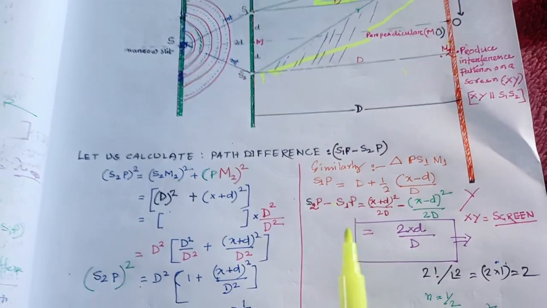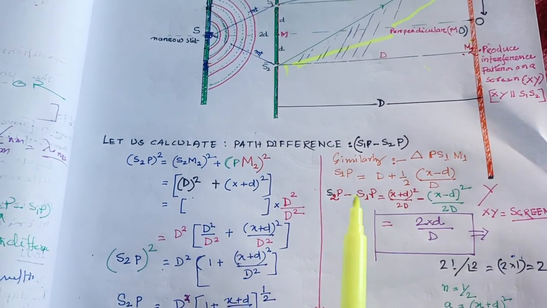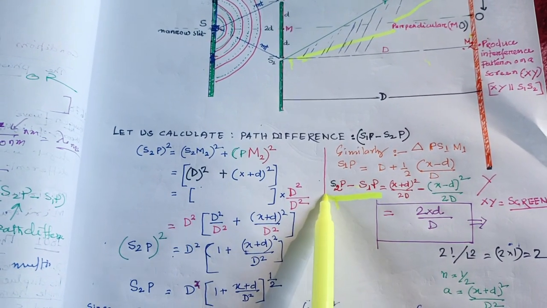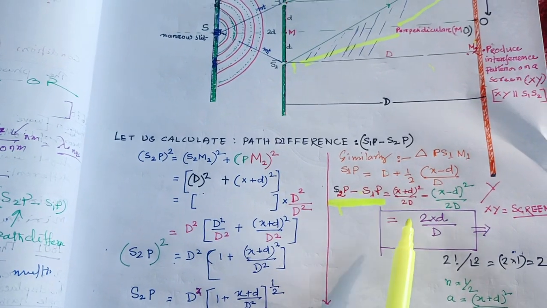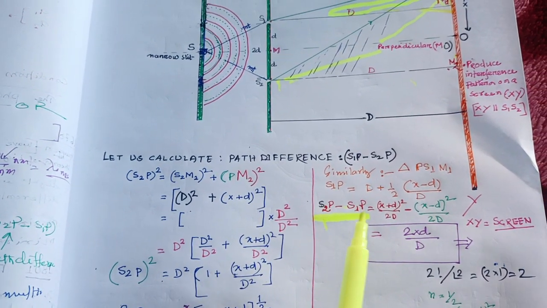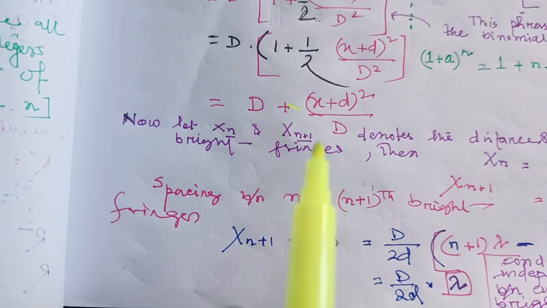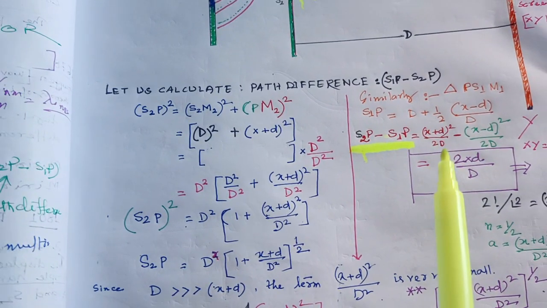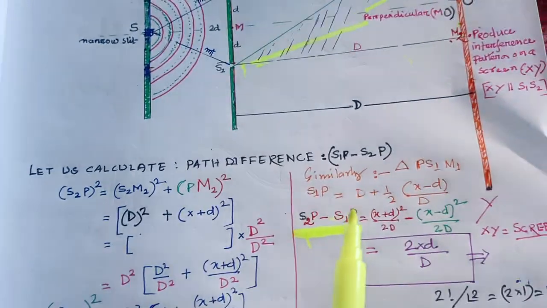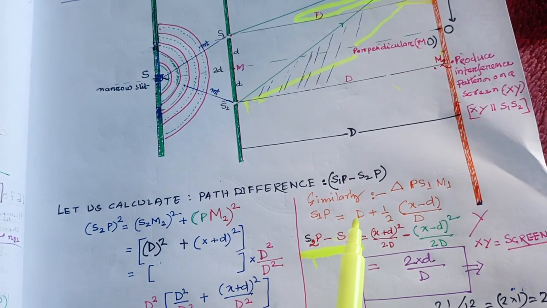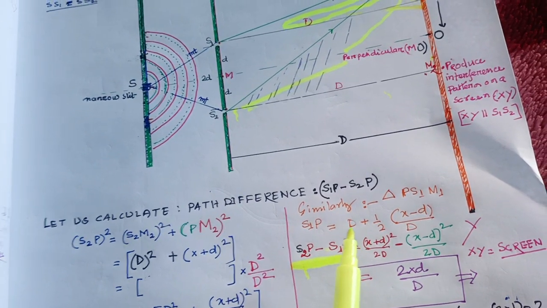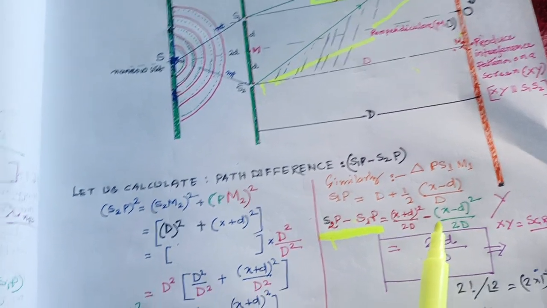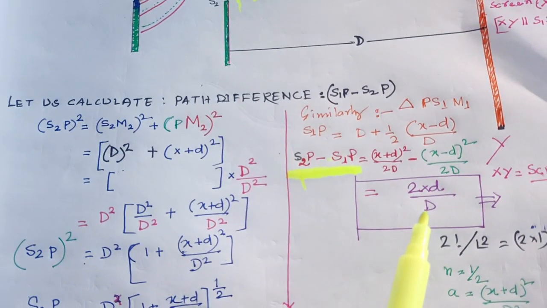Now I have given the path difference, not the phase difference, because fringes are mostly related to path difference. So I have already derived these two terms, this one and this one. Simply multiply them, and as you are seeing, the D in S1P and S2P has been cancelled already, and a minus sign is given in between. So this will lead to you this term.